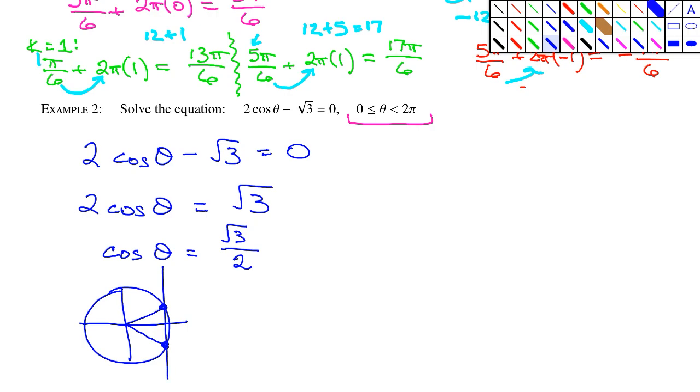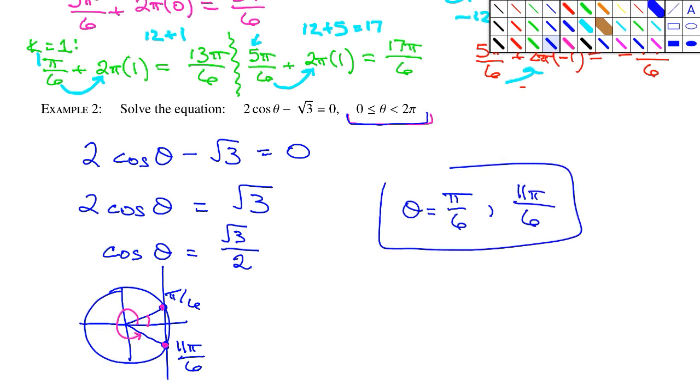And again, let me emphasize that we're not just finding the one angle by taking the inverse cosine. We have to find all angles between 0 and 2 pi that meet this condition. So we're going to have this circle with these 2 points, here and here. So we're going to get the first angle and the second angle. And so these angles are, in fact, pi over 6 for the first one, and 11 pi over 6 for the second one. And those are the 2 solutions to this equation.